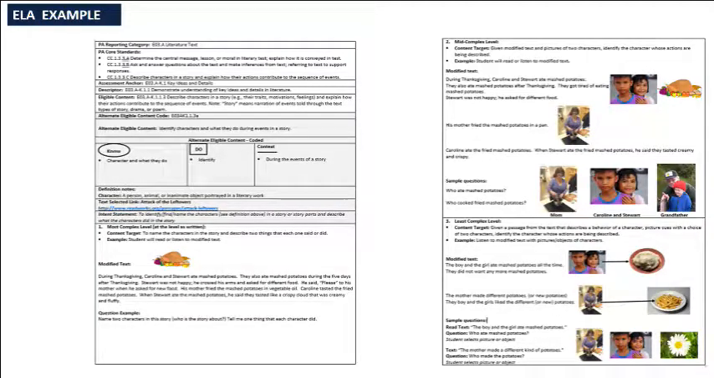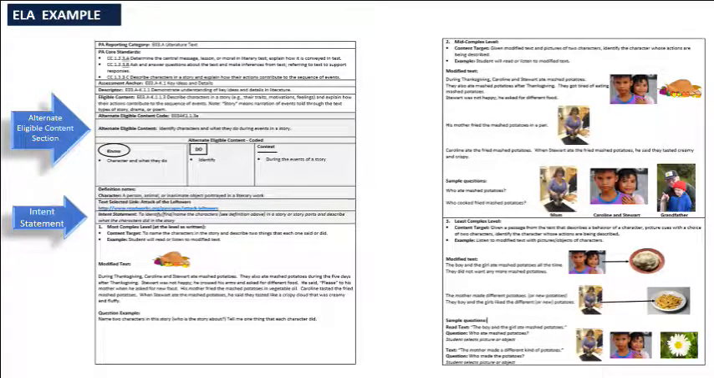So I want you to pull out your handout 1, which is our ELA example. It's a 3rd grade literature piece of content identifying characters and what they do during events in a story. So this uses a piece of text called The Attack of the Leftovers. And just as a reminder, and I'm sure you've seen this before, our alternate eligible content section is located at the top left of the example on the front page. And then we have our intent statement, which is a broader conceptual learning of what that alternate eligible content wants students to know and be able to do.